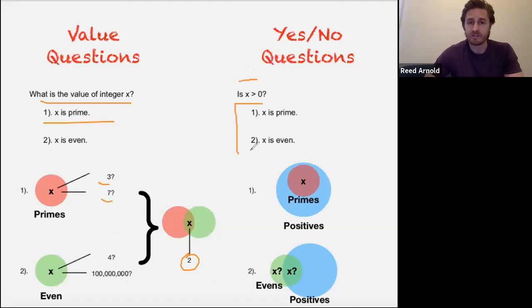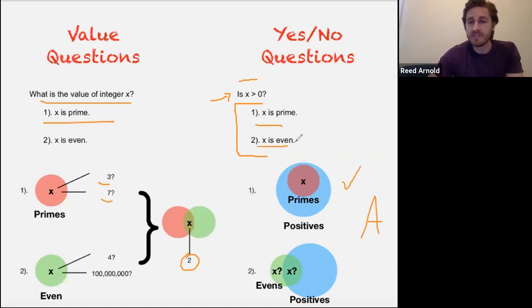Conversely, if I look at the same statements, but a different question, is x positive? Well, statement 1 tells me x is prime. All prime numbers are positive. So there in the red prime circle, I'm in the blue positive circle. If I'm prime, I'm positive. So that would be sufficient. This answer is A.